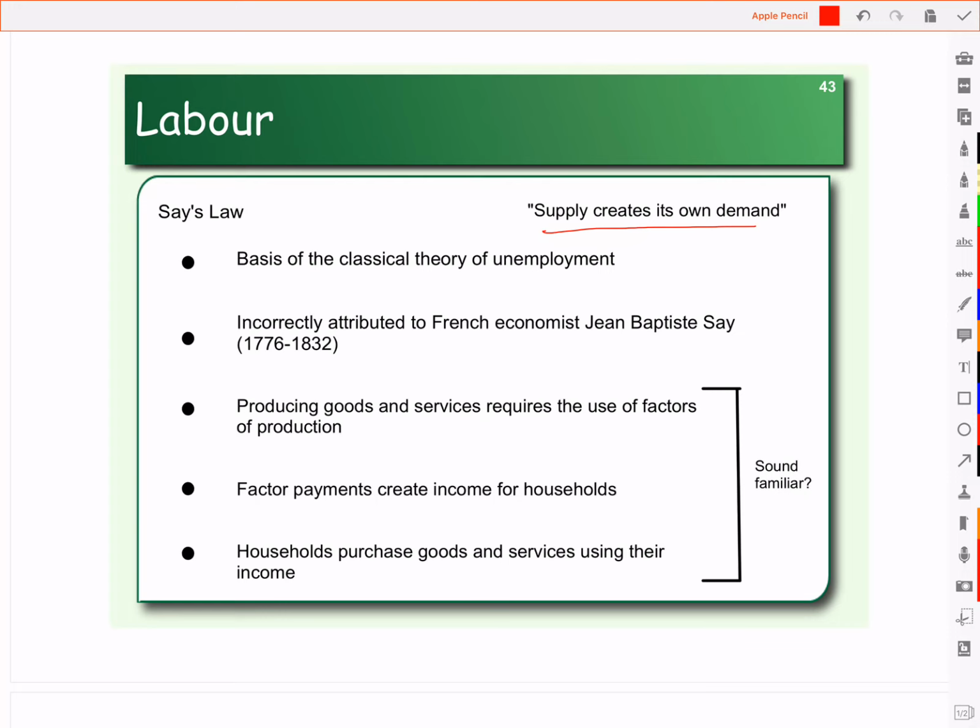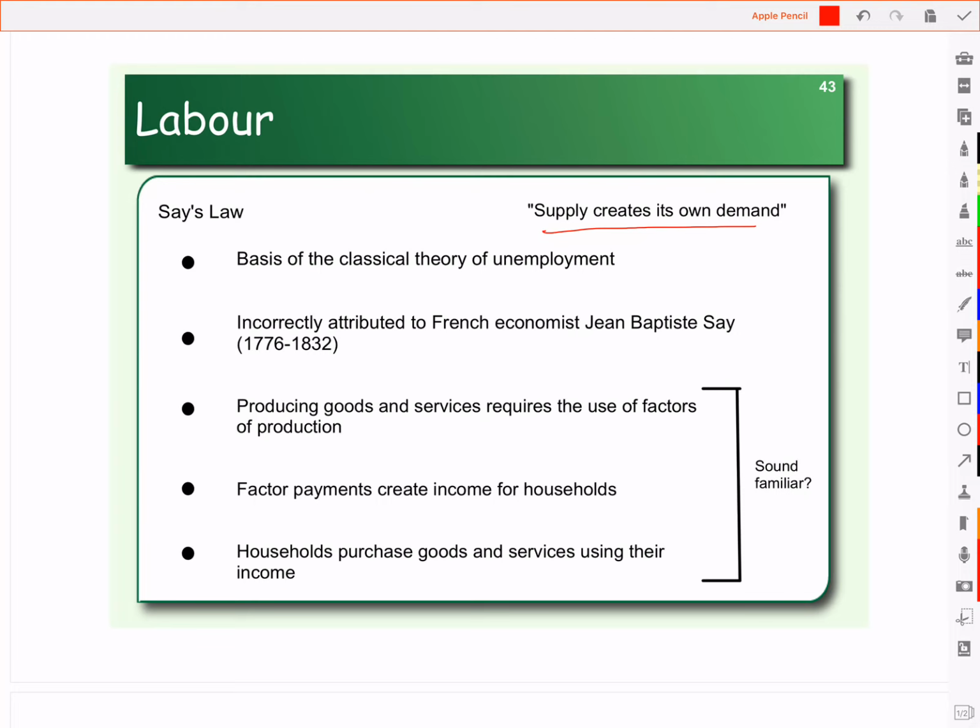What were those factor payments? How do we pay for land? Rent. How do we pay for labor? Wages. How do we pay for capital? Interest. And how do we reward entrepreneurs? Profits. So it's wages, interest, rent, and profits, those factor payments, that become income for households.